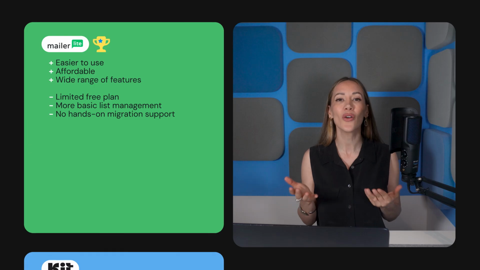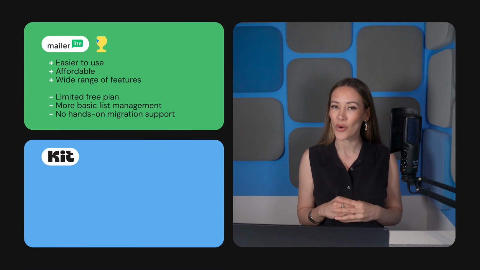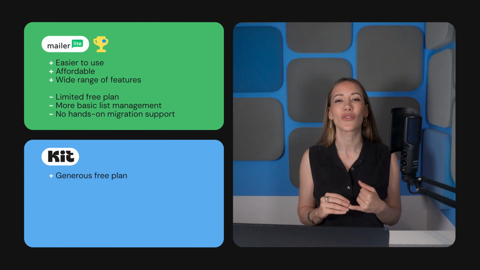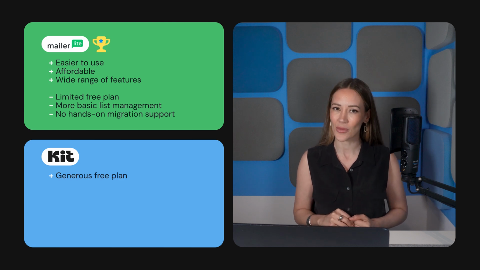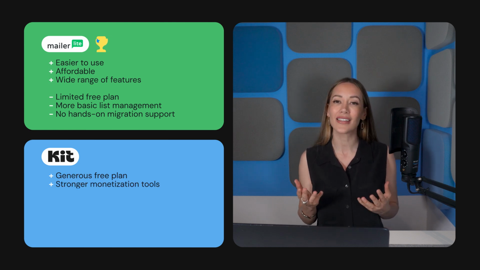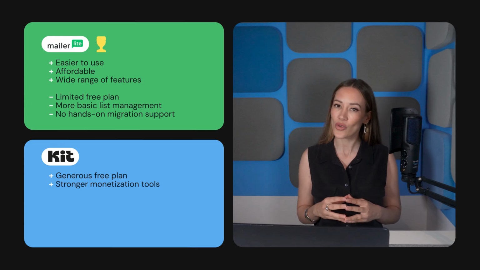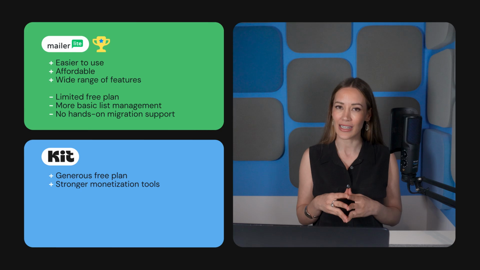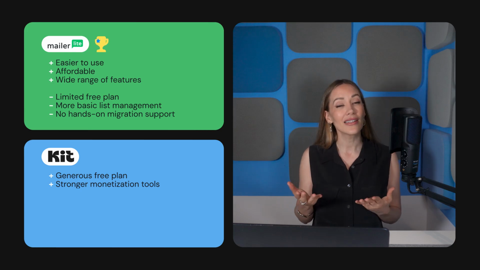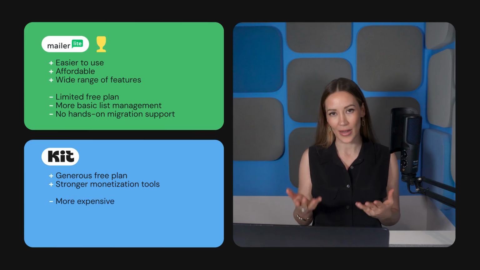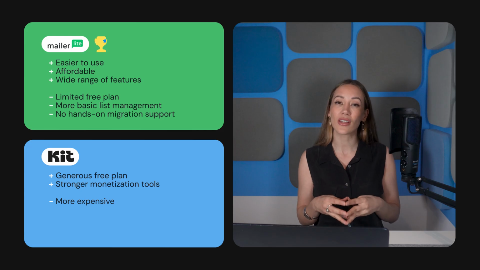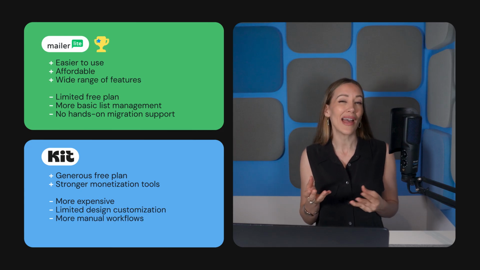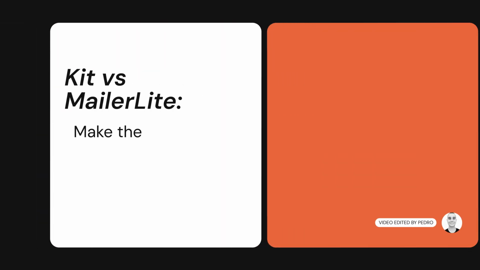That said, if your main goal is building and monetizing a creator business, Kit is a strong choice. It offers a very generous free plan with up to 10,000 subscribers. And it has stronger monetization features, including paid subscriptions, digital products, a sponsor network, and paid recommendations. However, its paid plans are significantly more expensive. Its email and landing page customization options are also more limited, and some workflows feel more manual than they probably should.